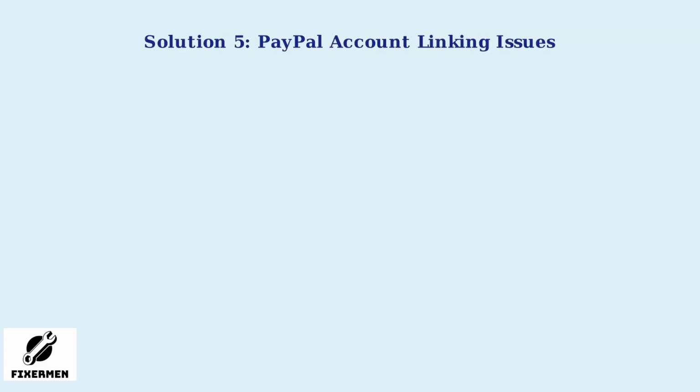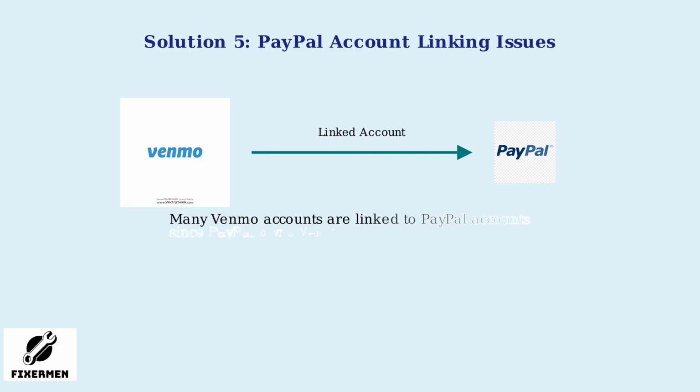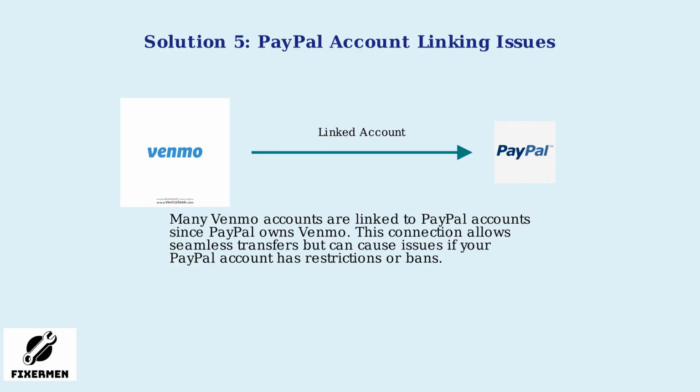Solution 5 addresses PayPal account linking issues. Since PayPal owns Venmo, many accounts are linked together. If your PayPal account has restrictions or bans, this can prevent access to Venmo and cause Error 403. Here's how the linking works. Your Venmo account connects to PayPal for transfers and security.